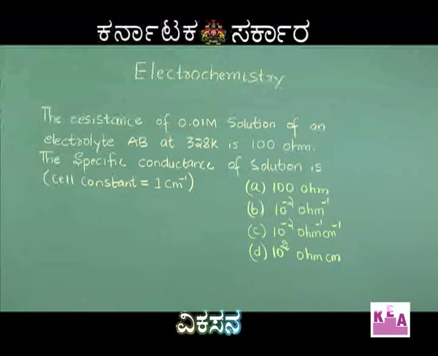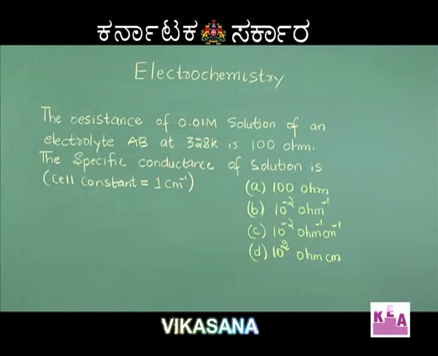So the next question is, the resistance of 0.01 molar solution of an electrolyte AB at 328 Kelvin is 100 ohm. The specific conductance of solution is, cell constant is given, option A 100 ohm, option B 10 to the power minus 2 per ohm, option C 10 to the power minus 2 per ohm per centimeter, and option D 10 to the power 2 ohm centimeter.